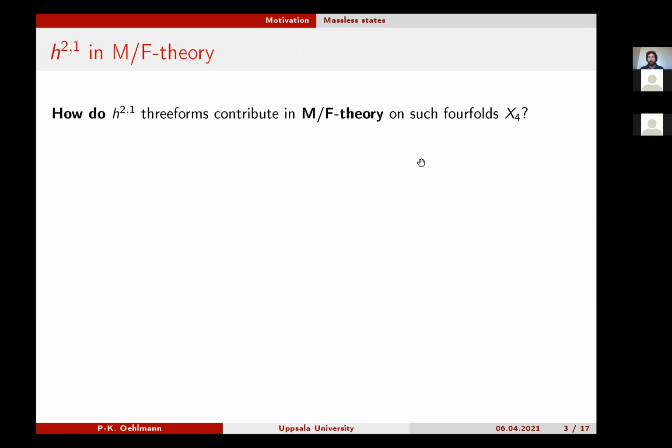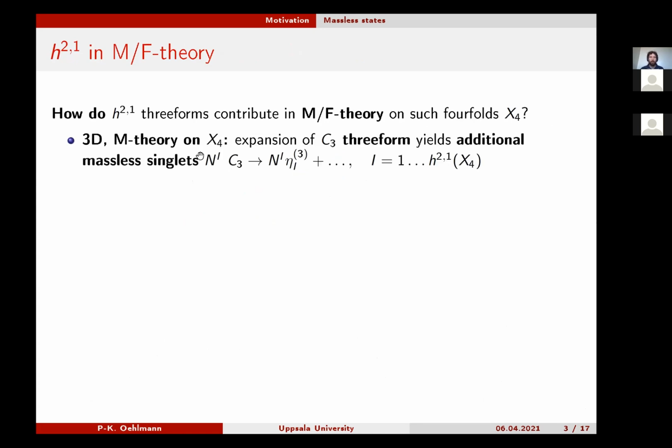Then, of course, if you consider M and F theory, where these Calabi-Yau fourfolds are most prominently used, you wonder how these threeform cohomologies actually contribute as states physically in these theories. So if you start in 3D and you put M theory on such a smooth Calabi-Yau fourfold that has H21 forms, then you expand the M theory threeform, and you will find that it will add additional chiral singlets, with the amount of this threeform cohomology.